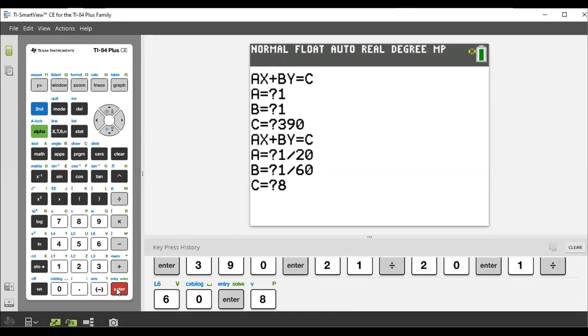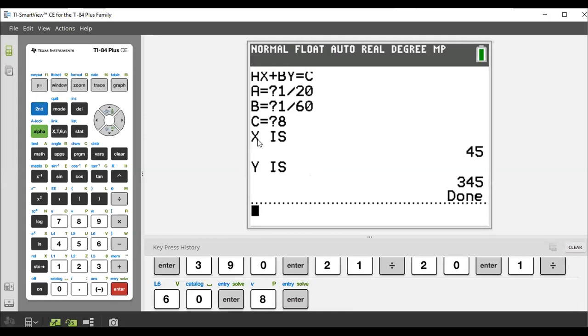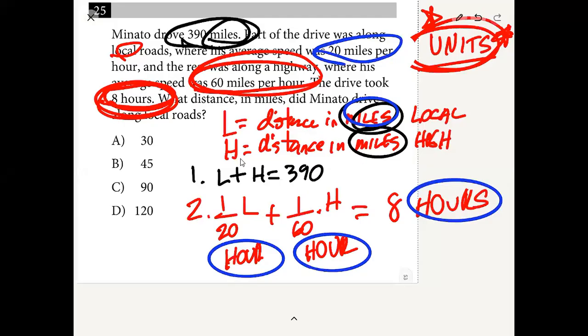And so now all I do is press enter, and it tells me X is for local, Y is for the highway. So it says that I rode a distance of 45 miles on the local roads, and 345 on the highways. So if I go back over to the actual question now, the answer for this would be 45.